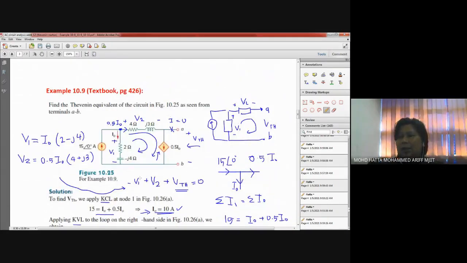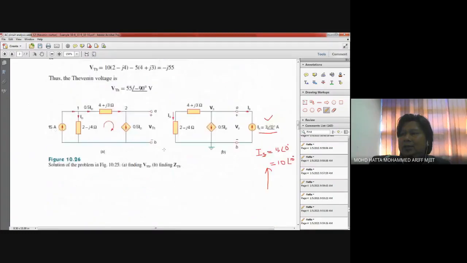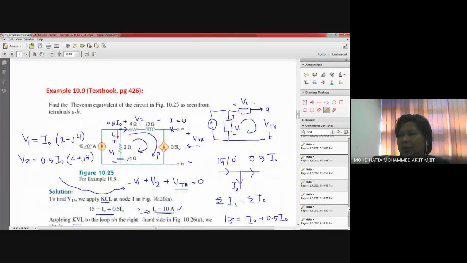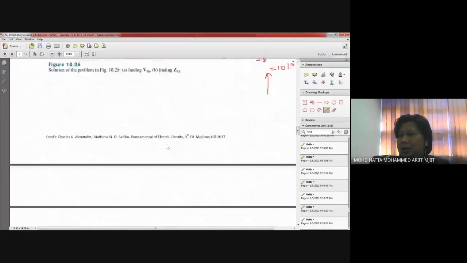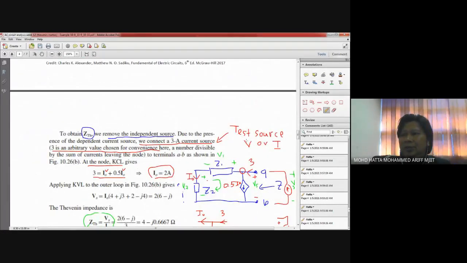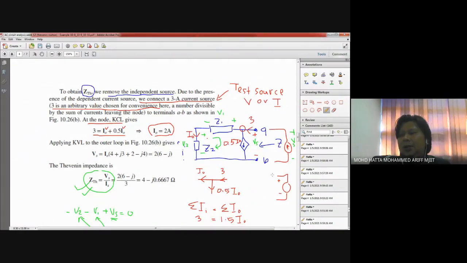Basically, this is a bit complex compared to what we have seen if we have an independent current source or independent voltage source. For dependent voltage or dependent current, we need to put a test voltage. Where should I put it? We need to put a test source, either voltage or current. You can also use voltage over here, remember, but in this particular example, it's easier if we put a current source over here.